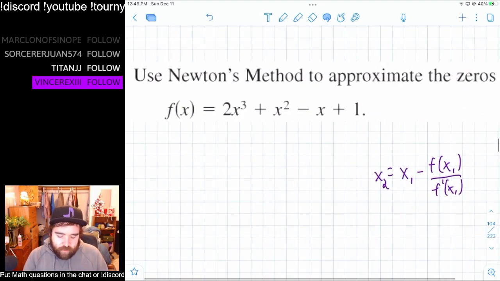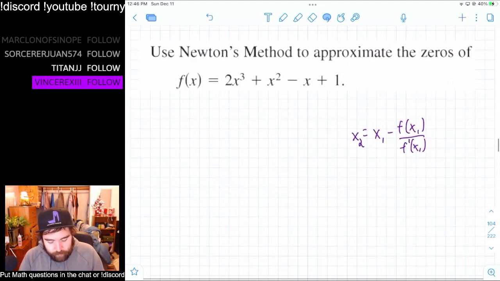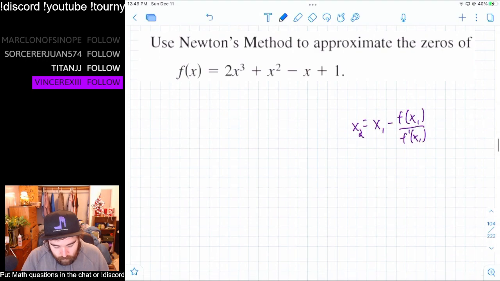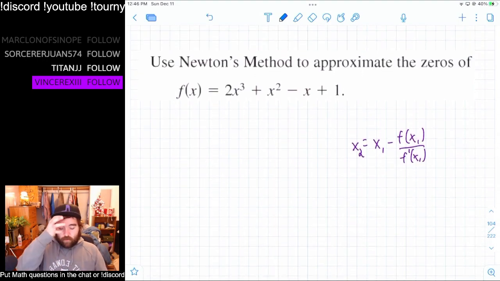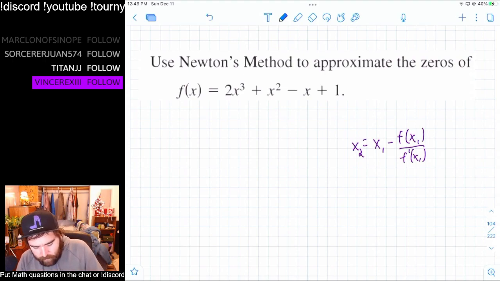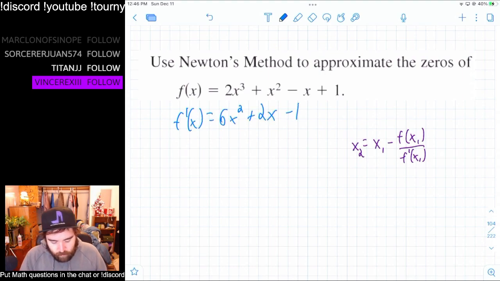Oh, I guess the whole thing is these don't have real zeros. So I feel like we should just do it without graphing it. So we can start at 1 again. Unless it breaks. So let's see. F prime of x is 6x squared plus 2x minus 1. So if I start off with x1 equals 1, then x2 equals 1 minus f of 1.